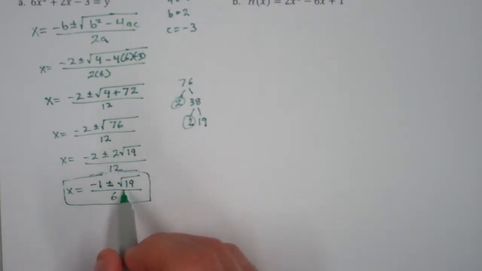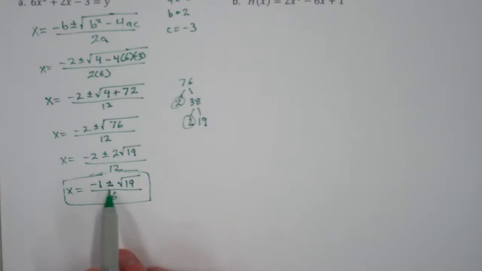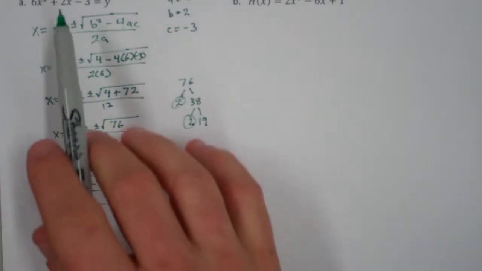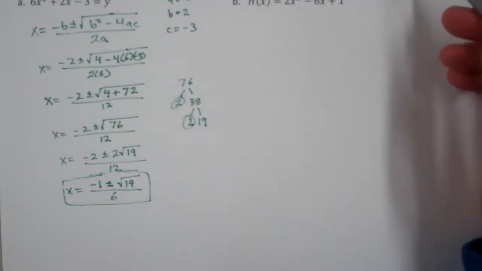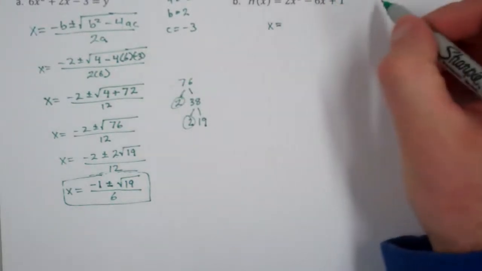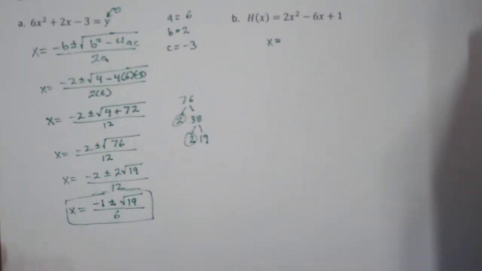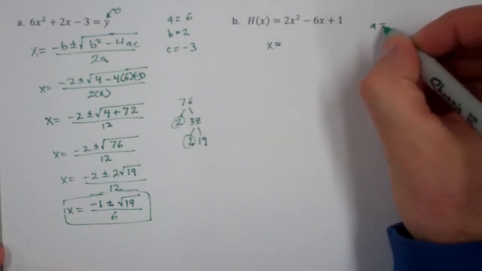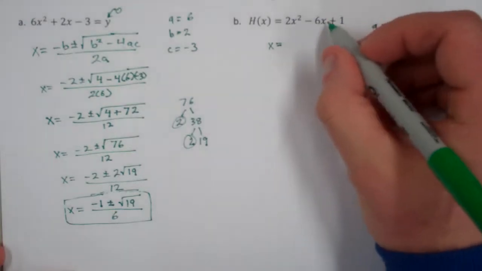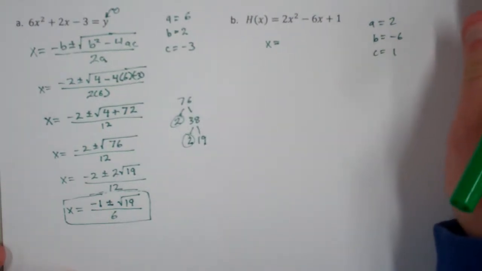If you took each one of these answers, it's actually 2 of them here, both the positive and negative square root of 19, and plug them into that equation on the top, the left would be 0. Let's try that with the next one here. So we've got x being the opposite, and I'll write my a's and everything out here for you too. So a and b and c. So a is 2, negative 6 for b, and then a 1 for c.